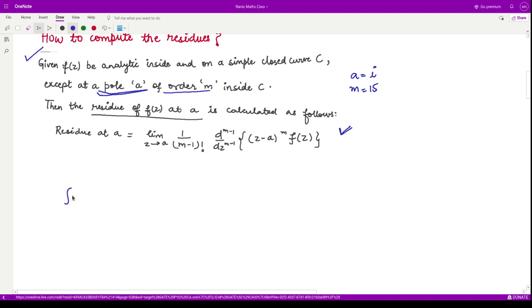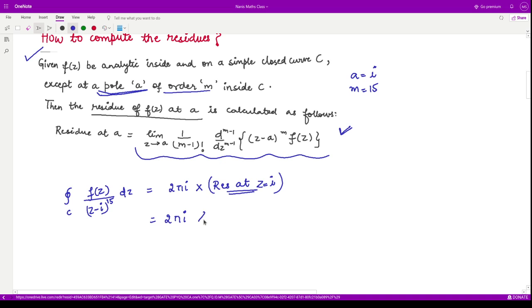So here we have to perform this integration over C of the function f of z divided by z minus iota raised to power 15 dz. This would be equivalent to 2 pi iota multiplied by the residue of the function at this point, the residue calculated at the point z is equal to iota. So we have to first calculate this residue at this point, and it would be calculated using this formula.